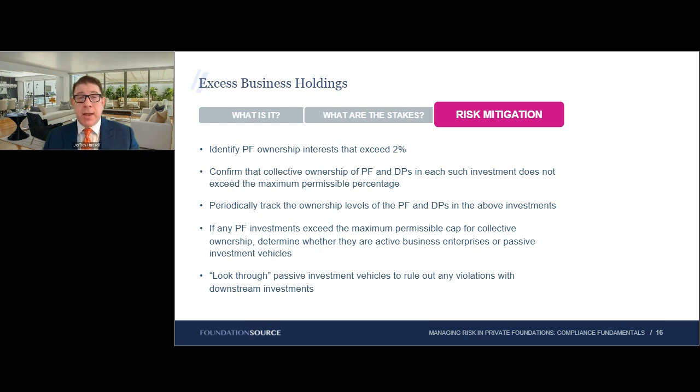As a practical matter, it may be impossible for a foundation to own more than a de minimis 2% interest in a family business because the aggregate of the foundation's holdings and that of its disqualified persons, family members, may well exceed the maximum ownership cap that's allowed. However, if the foundation finds that it holds more than a 2% interest in a passive investment vehicle, again, no special tracking procedure should be required if the vehicle itself is only invested downstream in publicly traded companies, or if it holds only a very small interest in active business enterprises.